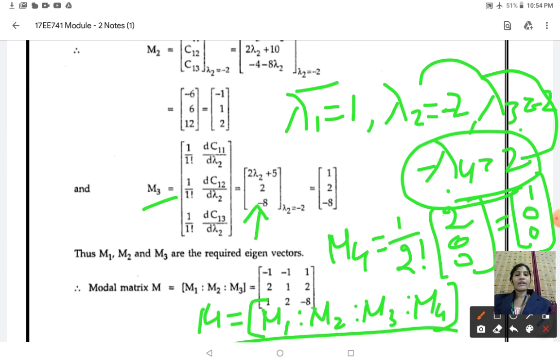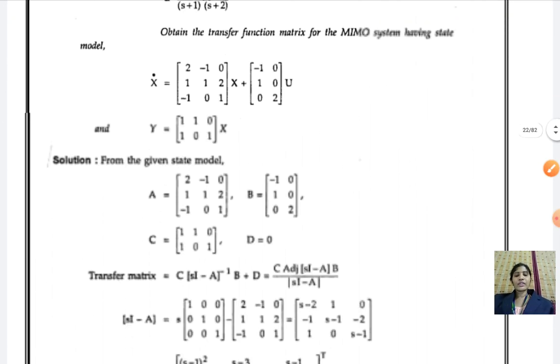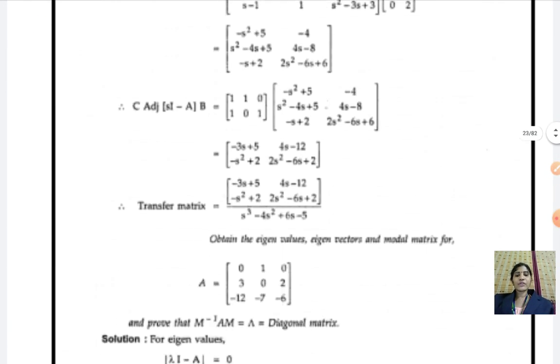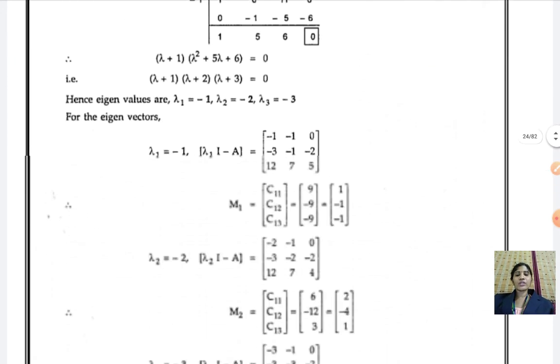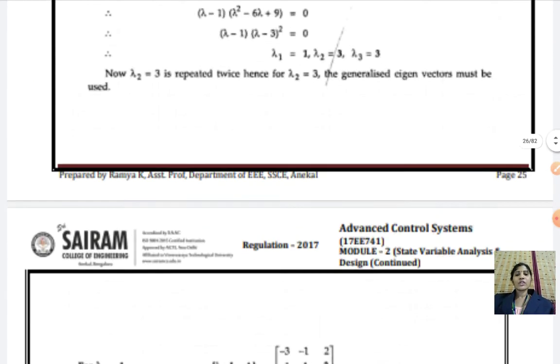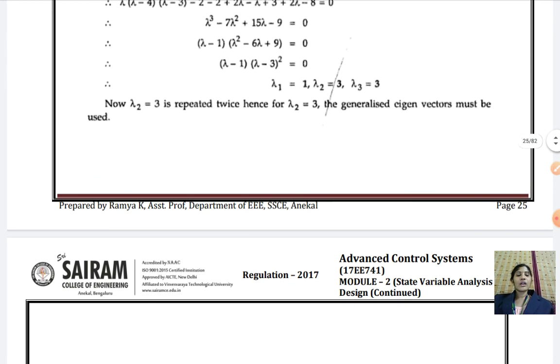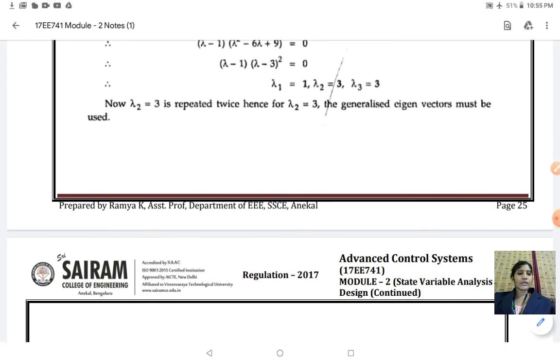If you have repeated roots, you need to apply the formula of the generalized eigenvector. So in the next class, we will be dealing with some more problems. Already we have discussed how to frame the transfer function for a SISO system and a MISO system. So in the next class, we will deal with the solution of your state equation. Thank you, students.